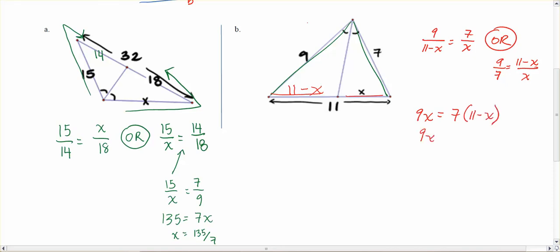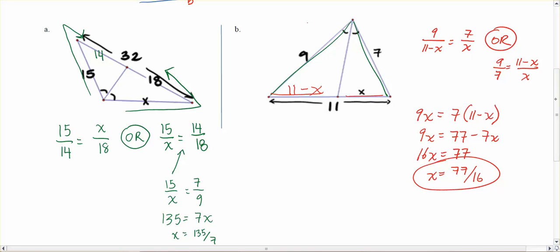So 9x equals 77 minus 7x. So then if we add the 7x over, it's 16x equals 77. So x ends up being 77 divided by 16. Right there. Okay.